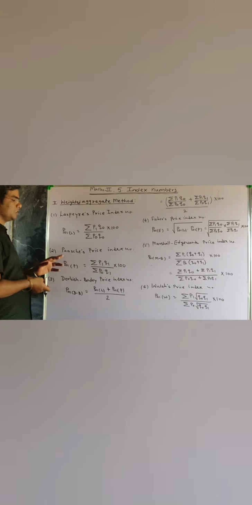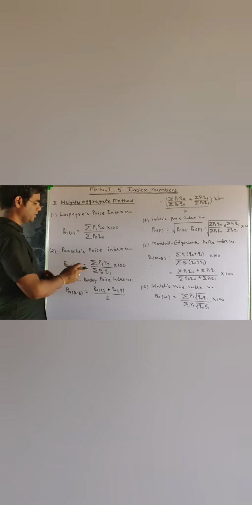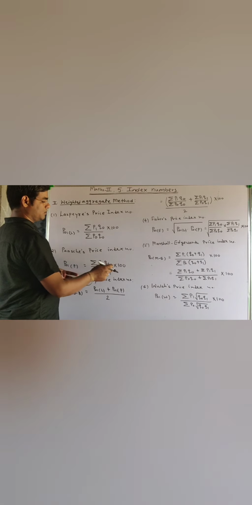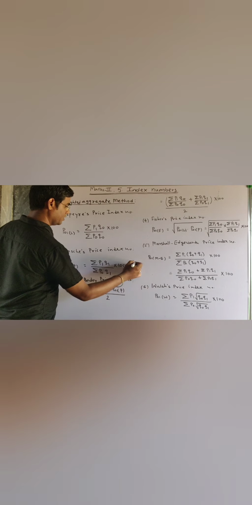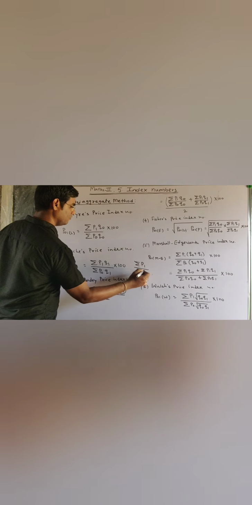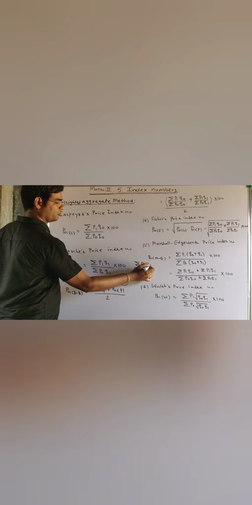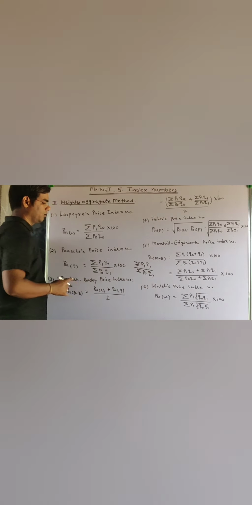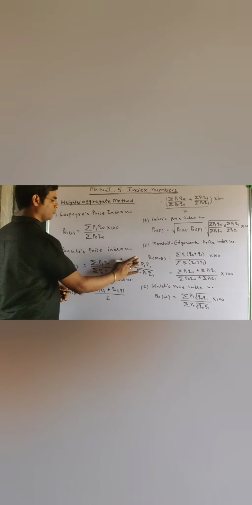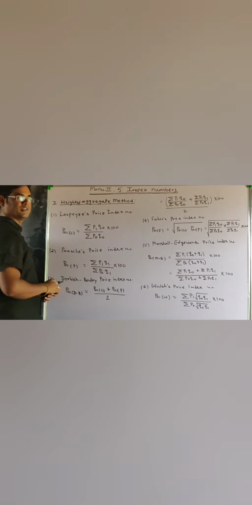Second one is what? Paasche price index number. In the Paasche price index number we have taken current year quantities. The formula is what? P1 upon P0, so the current year quantities are Q1, into 100. So summation of P1 Q1 upon summation of P0 Q1 into 100 is the formula for calculating the Paasche price index number.